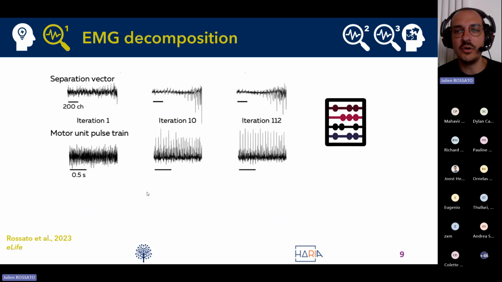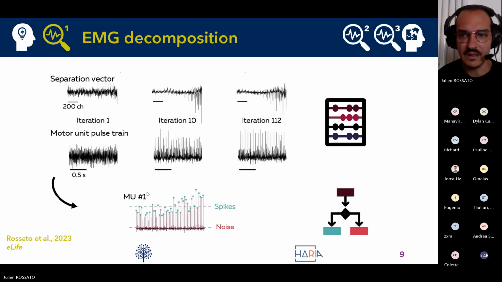Here you can see an example of the optimization of one separation vector and the associated sources during the fixed point algorithm. The separation vector is iteratively optimized to maximize the sparseness of the motor unit pulse train. To identify the spikes from the noise, we use K-means classification, which is applied to the local maxima. With this, we can separate high peaks from low peaks. High peaks will be considered as spikes, while the low peaks will be considered either as noise or as spikes from other motor units.